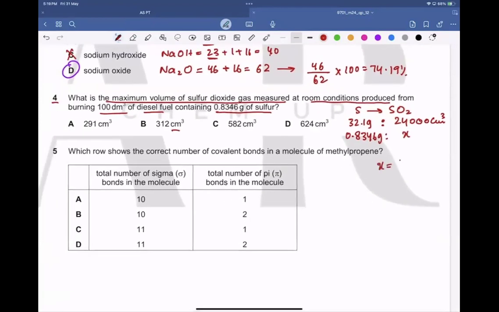So X is equal to 0.8346 times 24, so X is equal to 0.8346 times 24,000 divided by 32.1. Can anyone calculate the value and tell me the answer, please?